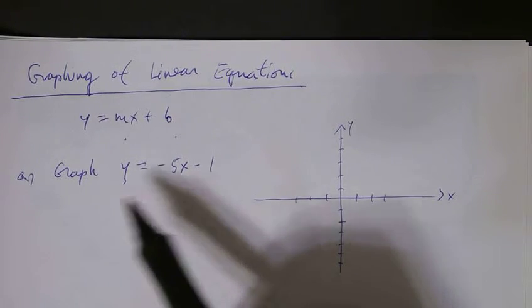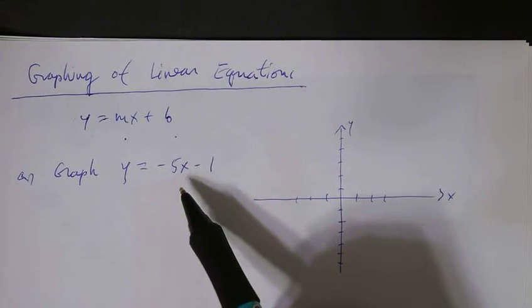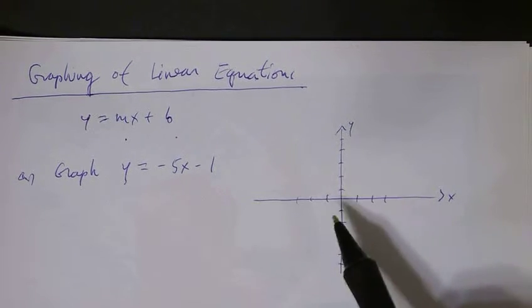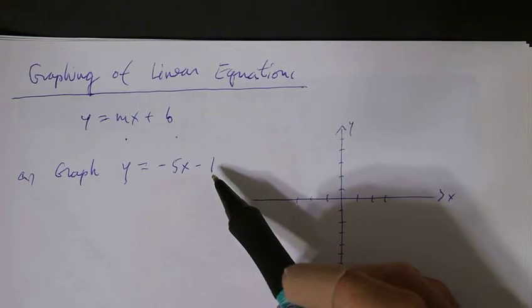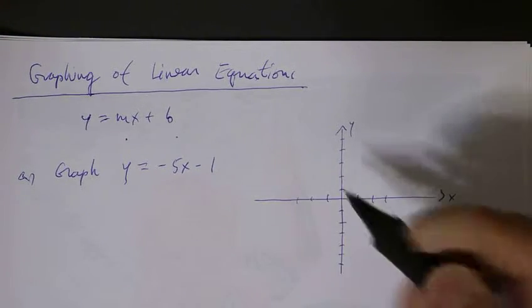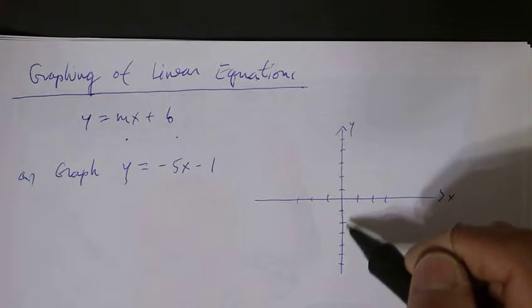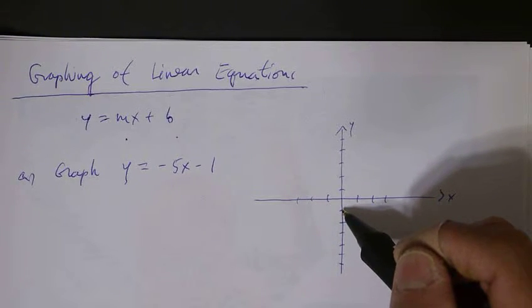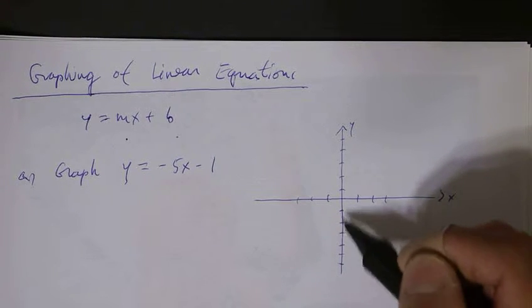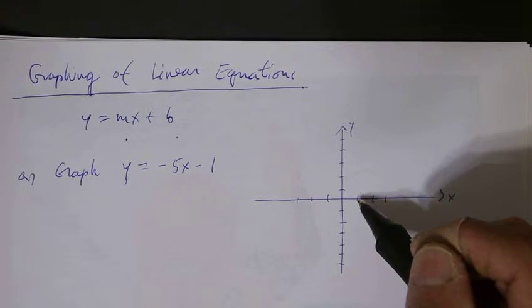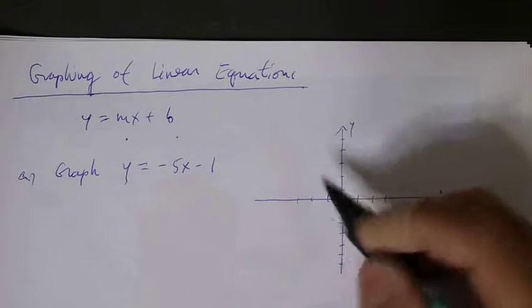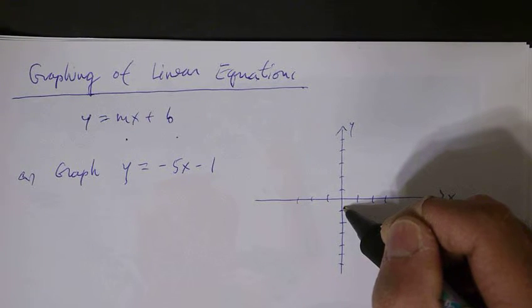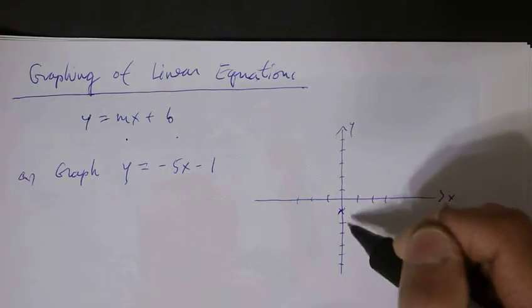Let me illustrate with some examples. Graph y equal to minus 5x minus 1. So I have sketched a simple coordinate system, or Cartesian plane. Minus 1 here is the y-intercept. So I simply label minus 1 on the vertical axis. Each piece on the grid is 1 unit, so on the horizontal axis is 1, 2, 3, and on the left is minus 1, minus 2, and so on. So minus 1, I mark it on the vertical axis, below the origin.